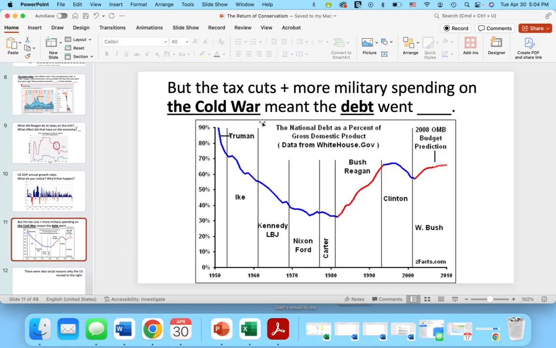But the tax cuts and more military spending on the Cold War meant that debt went where? All right, so here we have the Reagan presidency and the Bush presidency in the 1990s. They're spending more on the military, but they cut income taxes, at least Reagan did. And so the debt went where? It went up.